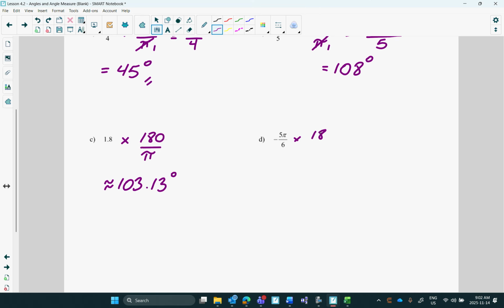This one, times it by 180 over pi. Remember that negative is going to be a negative in the answer. So the pi's go. 180 divided by 6 is going to give me 30. Oops. Times 5. Yes, it is times 5, because I didn't cancel this out. So 5 times 20 gives me negative 100 degrees.